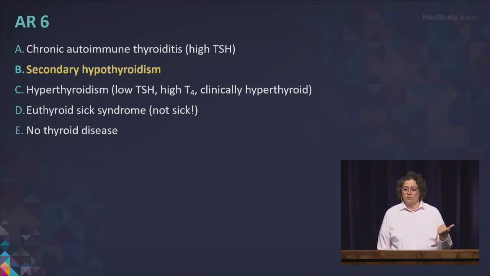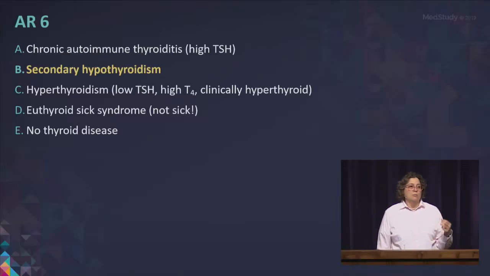As for the other answers, here is why they're not right. In chronic autoimmune thyroid disease, you'd have a high TSH. In hyperthyroidism, you'd have a low TSH but a high free T4, and they'd be clinically hyperthyroid. Euthyroid sick, he's not sick. And again, he does have significant thyroid disease because it's at the level of the pituitary.